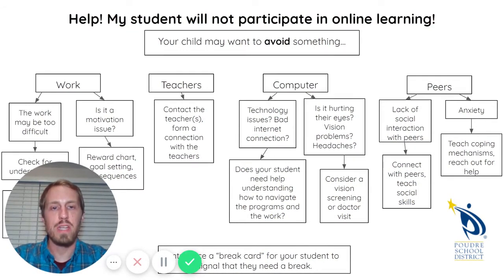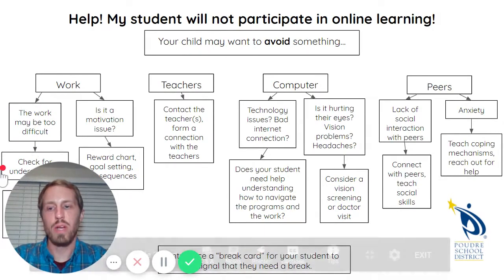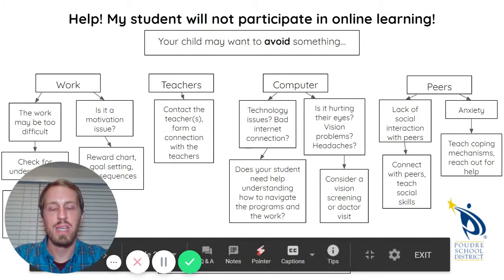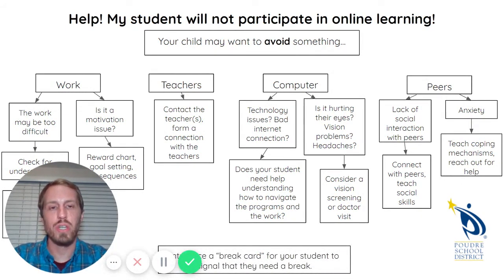And there's going to be another video right after this one that goes over some of the ideas around setting up a reward chart. Another reason you might be avoiding the work is the work might be too hard. So you can see if that's the case, you want to check for understanding, make sure they get it. And if they're not understanding it, make sure that you're providing support or connecting with their teacher to help them out with that.